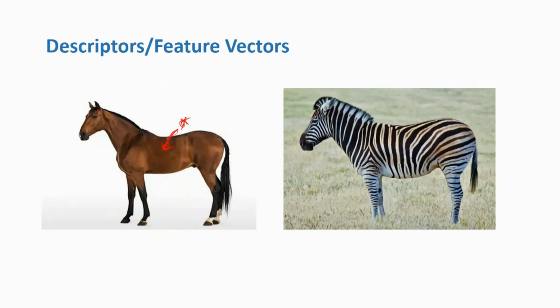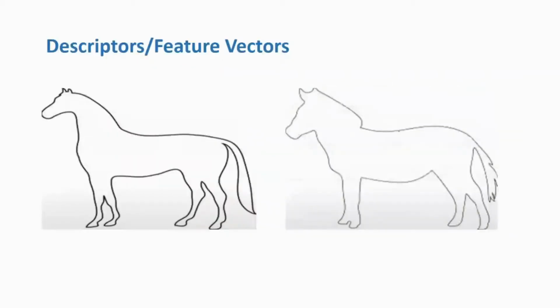But when we remove the body, the internal region part, from these two pictures, it will look like this. Now tell me which one is the horse and which one is the zebra. Is it easy to differentiate now? Yes or no, guys? No, right? But how will our computer system work here? These are the questions.